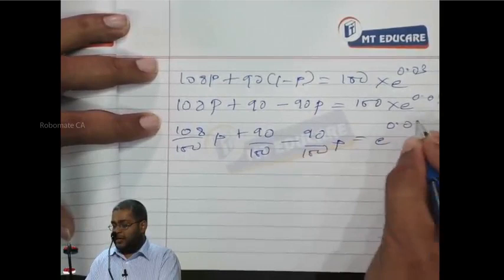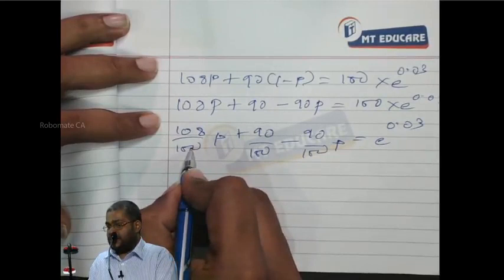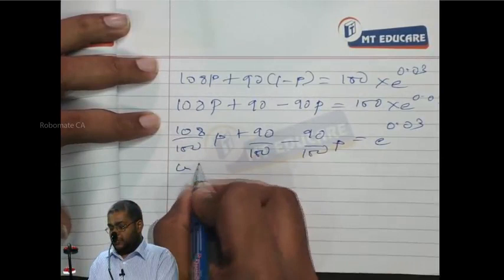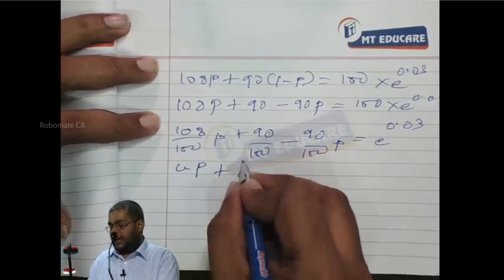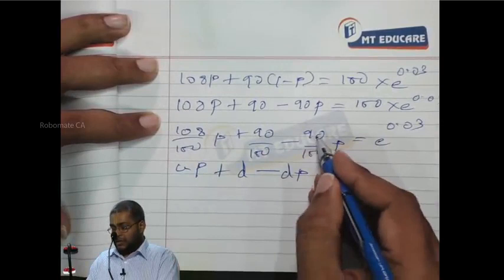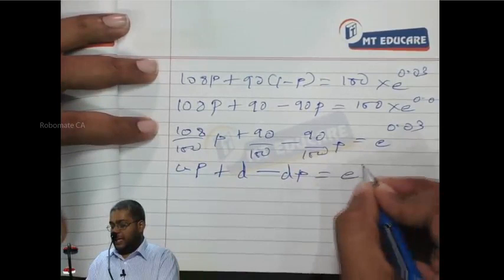Now this is upper FSP, and this is spot price. We can call this U. U is equal to upper FSP divided by spot price. This is U into P, plus downward FSP by spot price, which is D into (1 minus P). So UP plus D(1 minus P) is equal to e power TRF. Yes or no?